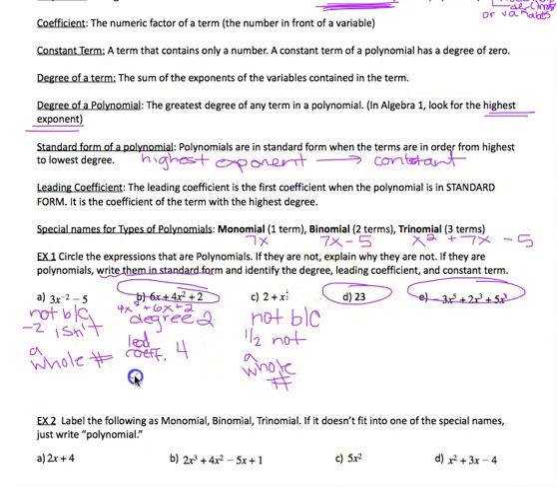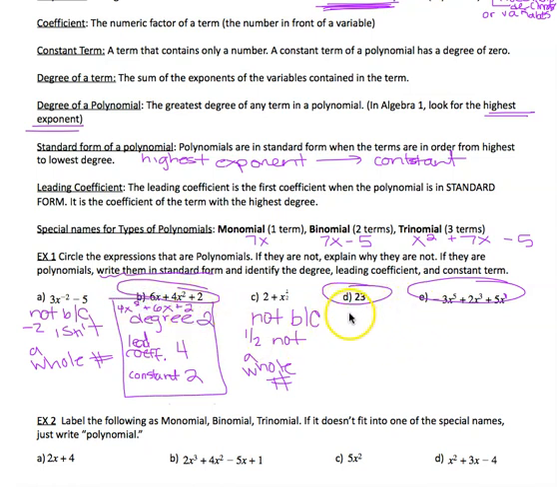The constant term, remember that your constant is the one with no variable attached. So that would be our 2 in this case. So these would be all of our answers here.